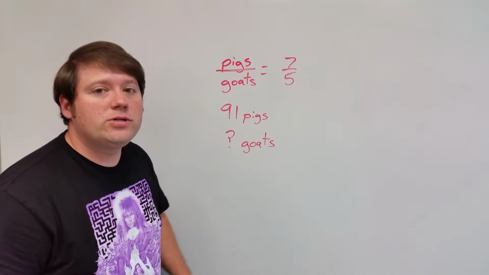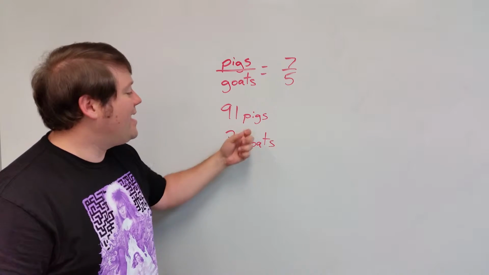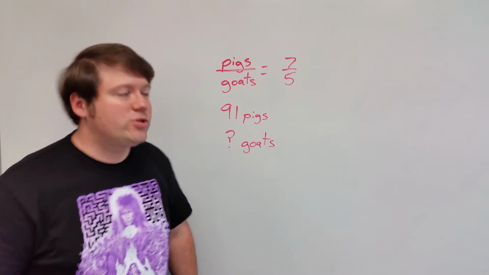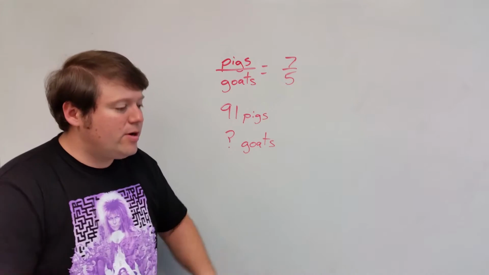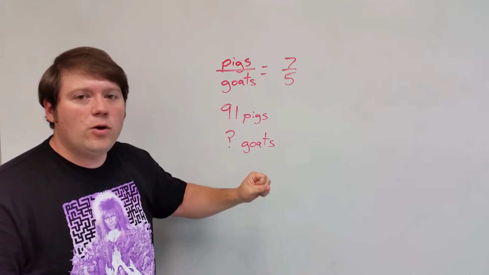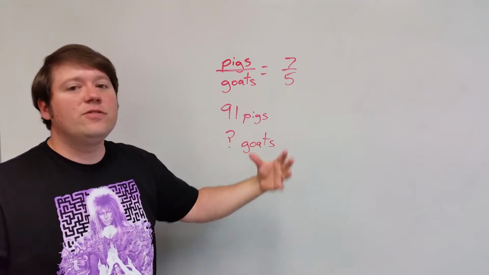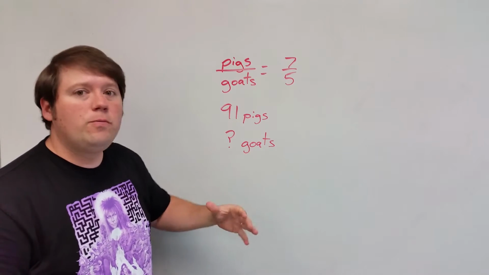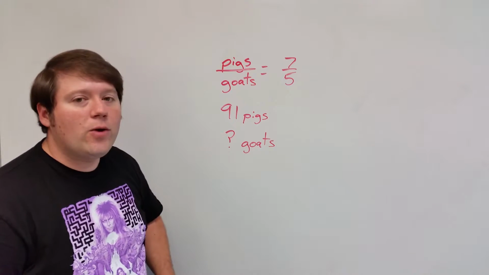Okay, the problem also tells us that we have a total of 91 pigs, and it asks us how many goats are there. So the ratio is just a boiled down number of a comparison. For every 7 pigs, there are 5 goats. Now, there's actually more than that, but that's just a comparison of the group as a whole. In the group as a whole, there's actually 91 pigs, and so we want to know how many goats.